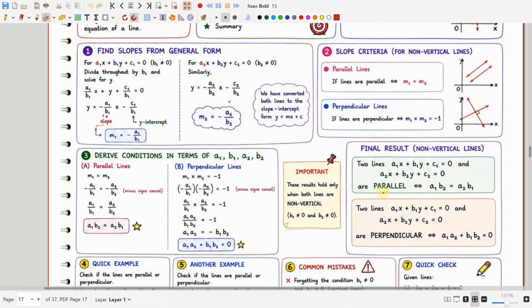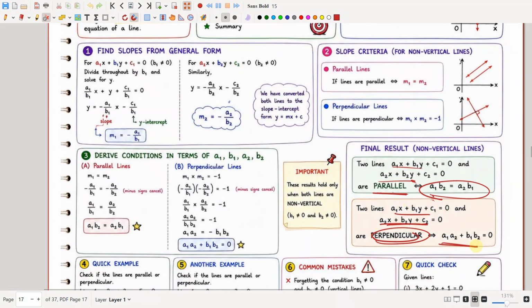To conclude this lecture, if two lines in this generic form are parallel, then a1 b2 should be equal to a2 b1, and if two lines are perpendicular, then they must satisfy a1 a2 plus b1 b2 is equal to 0.